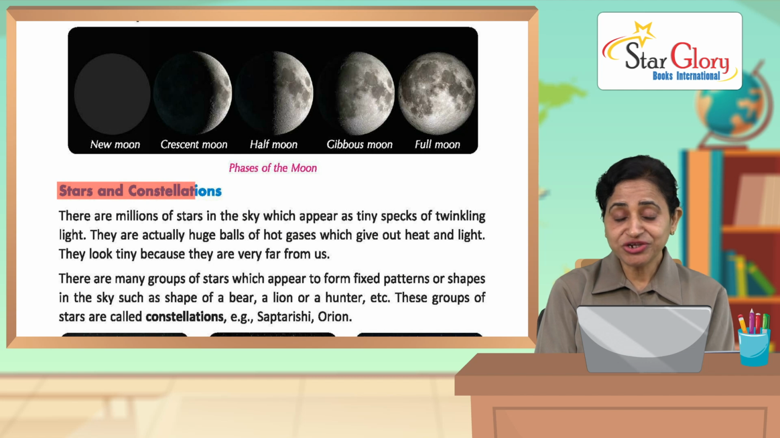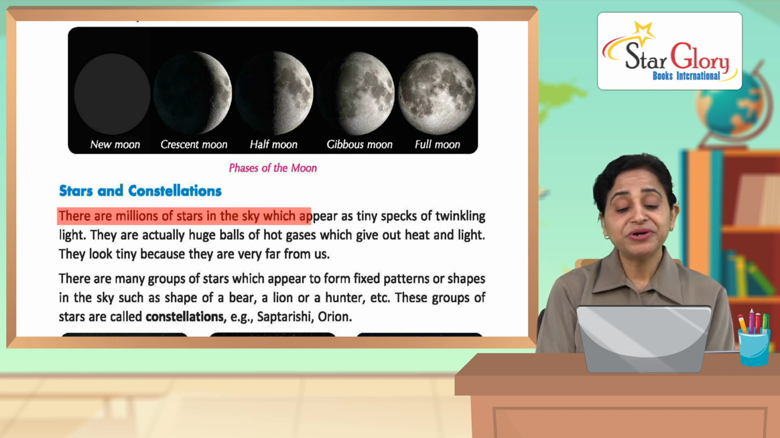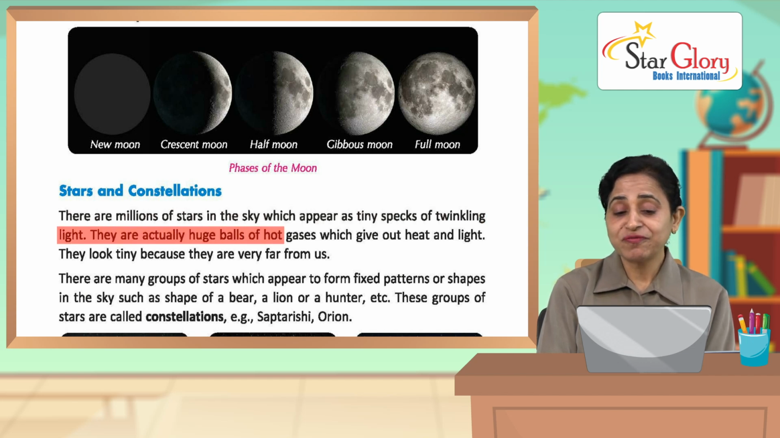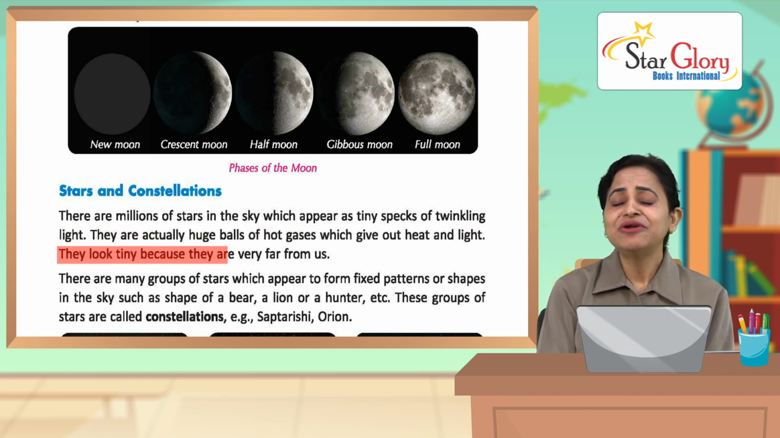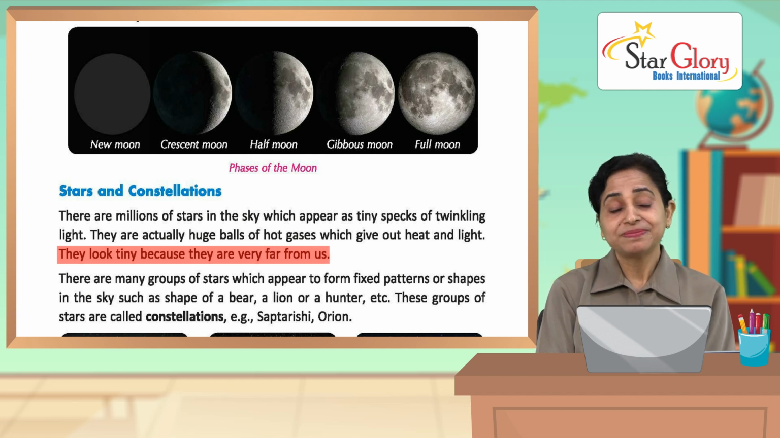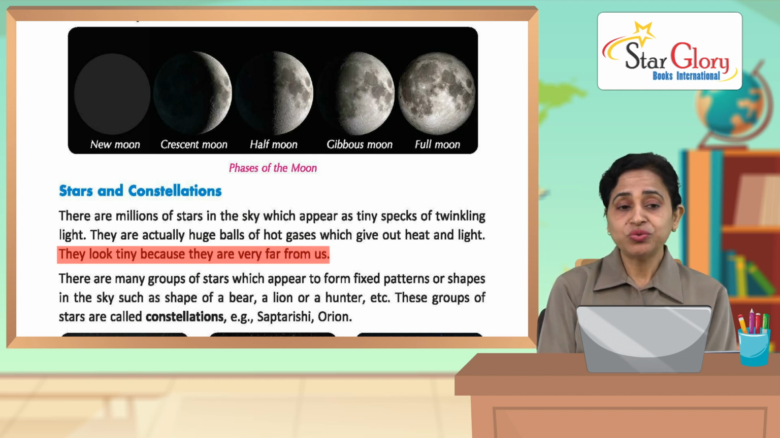Stars and constellations. There are millions of stars in the sky which appear as tiny specks of twinkling light. There are actually huge balls of hot gases which give out heat and light, and they look tiny because they are very far from us. बहुत ज़्यादा दूर है बच्चों, इसलिए छोटे छोटे दिखाई देते हैं.